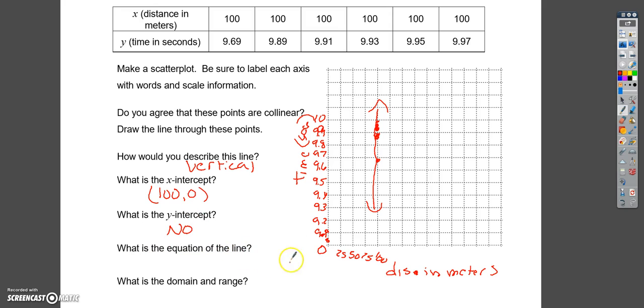What is the equation of the line? Buck's boy. V is vertical, so it's going to be an x equals equation. X equals the x number, which is 100. And on an x equals equation, the domain is x equals 100, and the range is all real numbers.